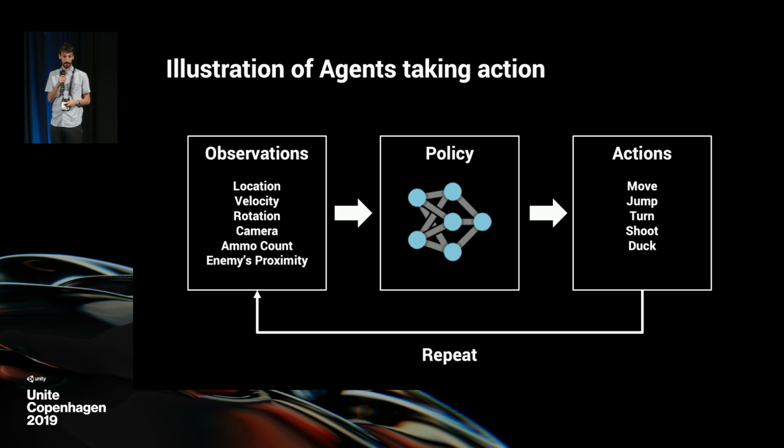So you collect observations, you run them through the policy, and then you take your action. And it's this repeating process that determines the behavior of your agent. What is the agent doing? So what we're really trying to do here is train the policy. We're trying to figure out what is the optimal policy to play this shooter game.